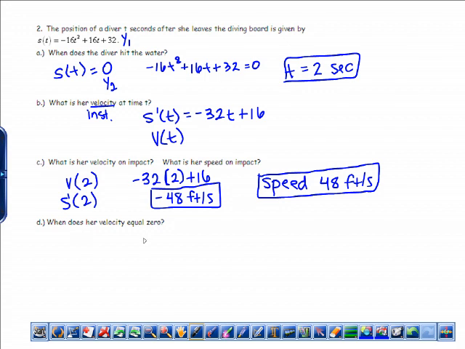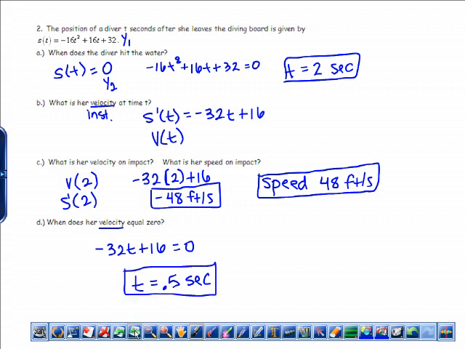All right, D, when does her velocity equal 0? So again, we're looking at her velocity function, negative 32t plus 16, and we're setting it equal to 0. And since it's a linear function, you should be able to do this quite easily. Solve for t, and you get 0.5 seconds. You are more than welcome to use your calculator as much as you want on any of this section.